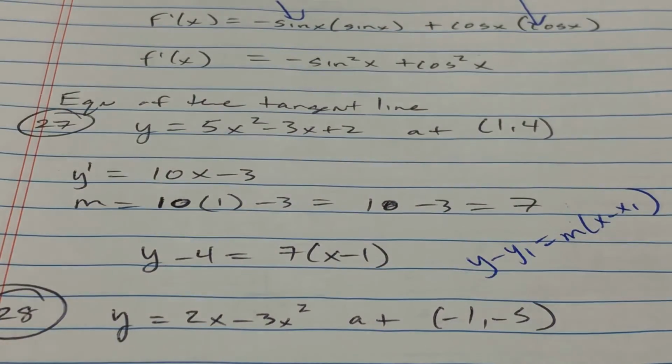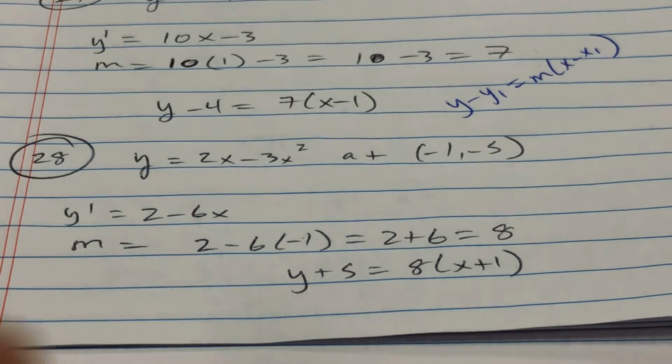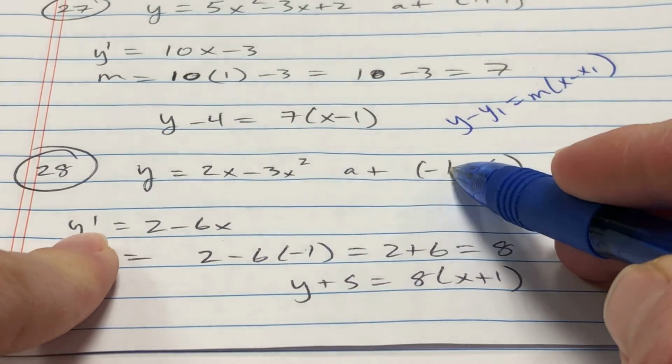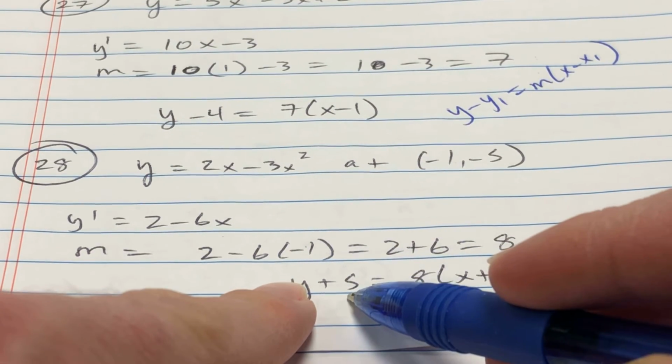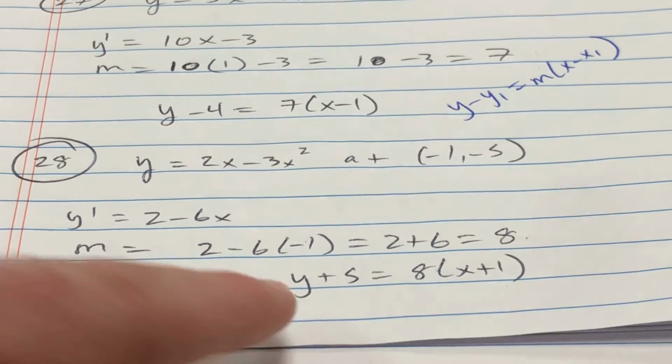Okay, these should be a piece of cake, 27 and 28. All right, so here's my curve. I take the derivative. It's 2 minus 6x. I plug negative 1 in for x, so the slope is 8. Y minus a negative 5 is y plus 5 is equal to 8 times x minus a negative 1 is x plus 1.